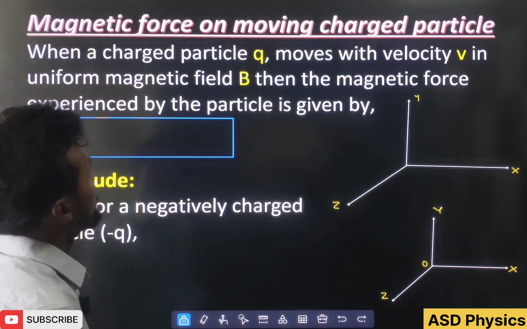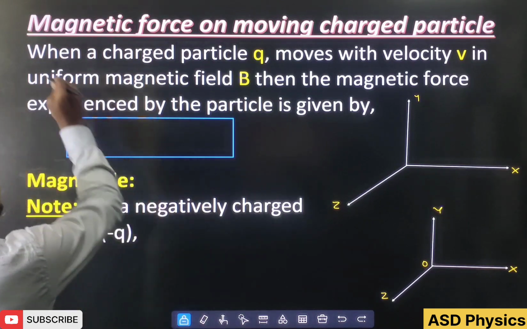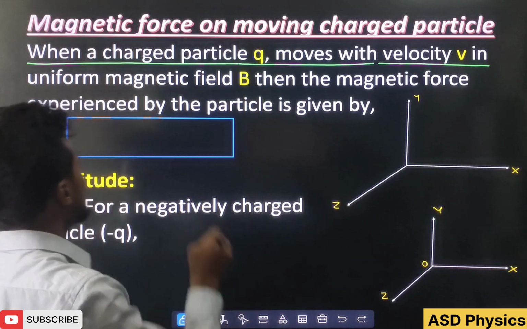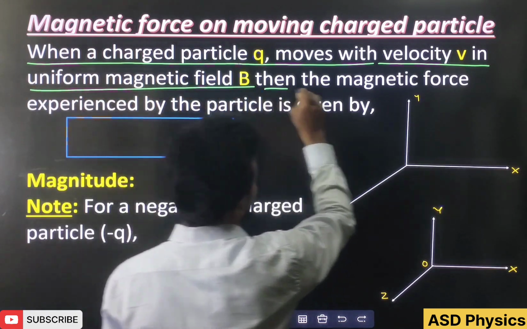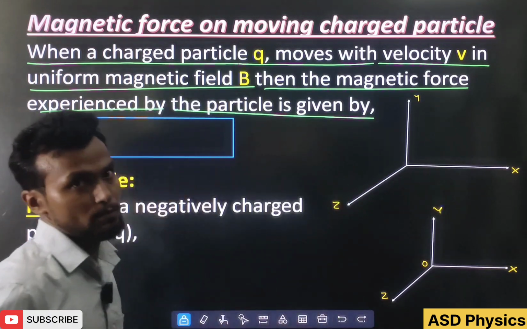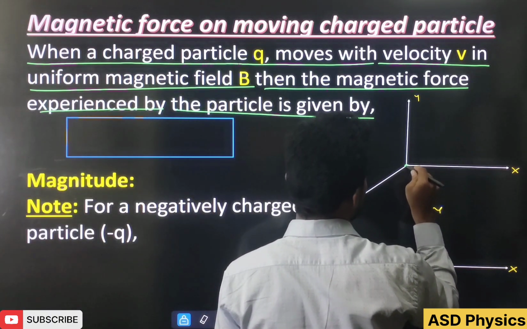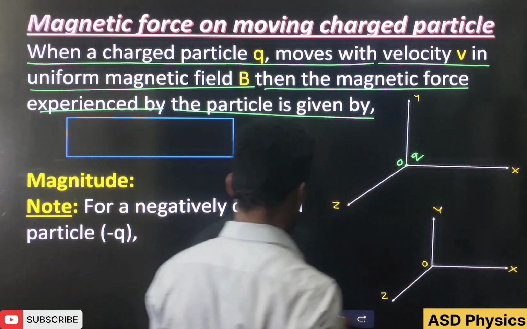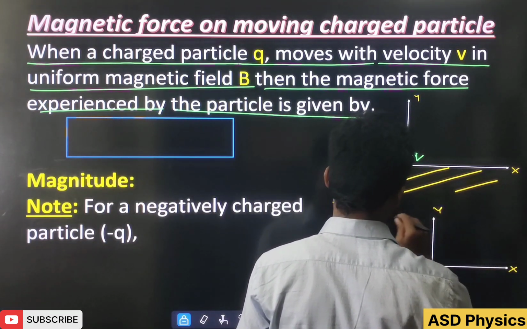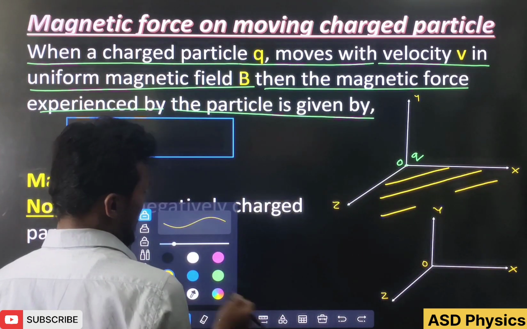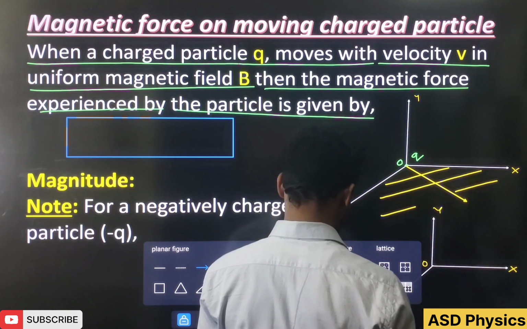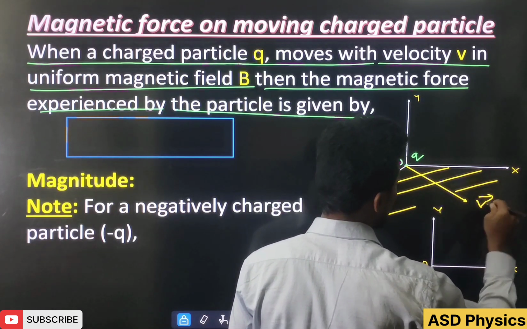So under the topic magnetic force on a moving charged particle, see here, when a charged particle Q moves with velocity v in a uniform magnetic field B, then the magnetic force experienced by the particle is given by... Here I have taken one charged particle Q at the origin. Let's take this plane, which plane is there? I have taken the ZX plane. Now let's take the charged particle having the velocity in this direction. This is the velocity, let's take the velocity is v.